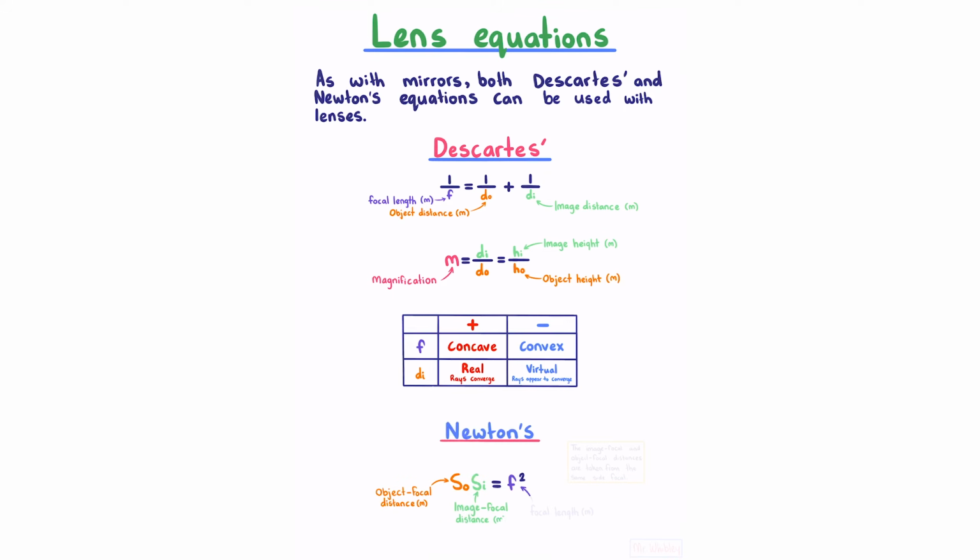Recalling Newton's equation, where the image focal and object focal distances are taken from the same side focal. So the object's focal distance is taken from the focal point on the object's side, and the image's focal distance is taken from the focal on the image's side.